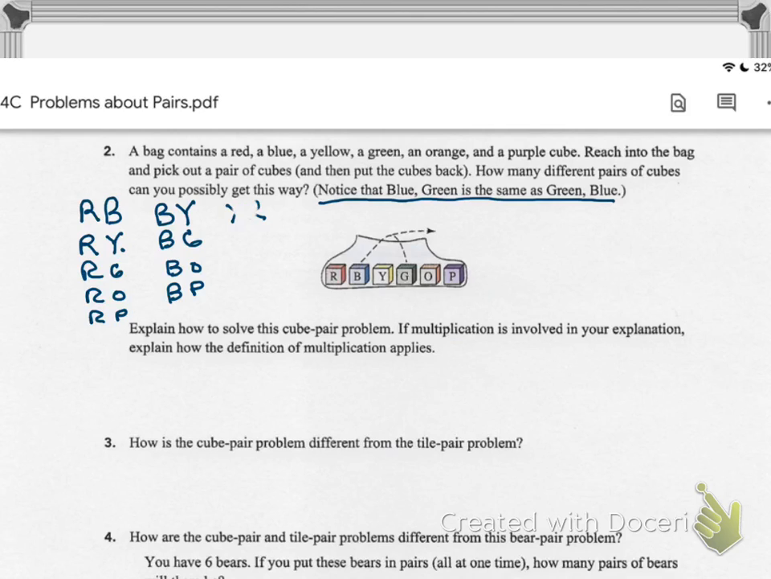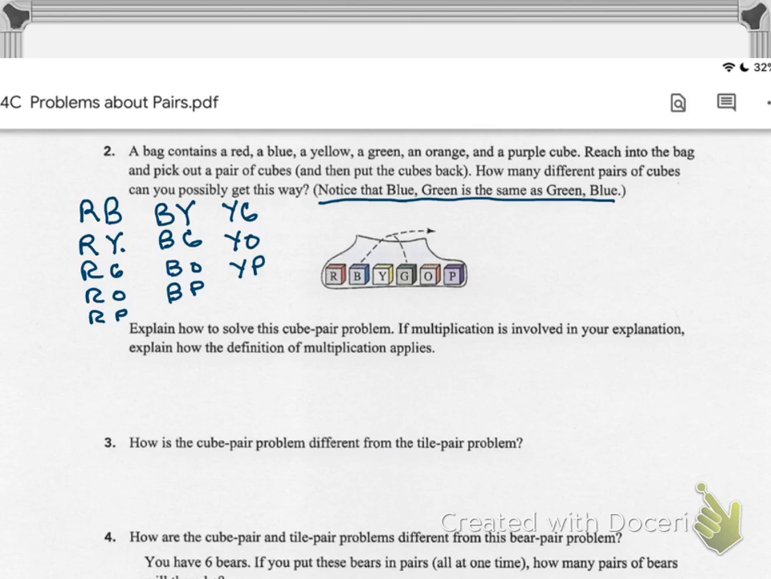So let's get rid of that one because that's not going to count. Okay, so then what else can I pick? If I'm picking yellow, do I have yellow-blue? Oh, yes, I do. How about yellow-green? Nope, don't have yellow-green yet. Don't have yellow-orange yet. And don't have yellow-purple yet.